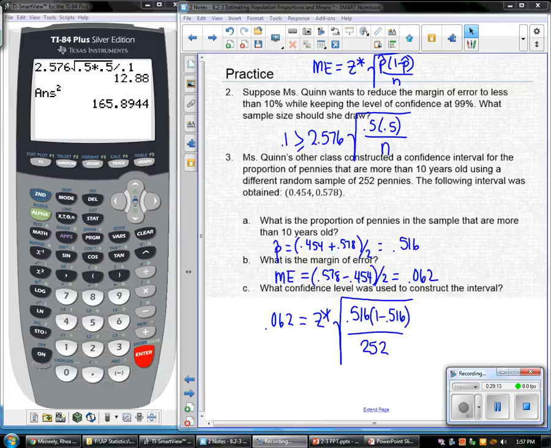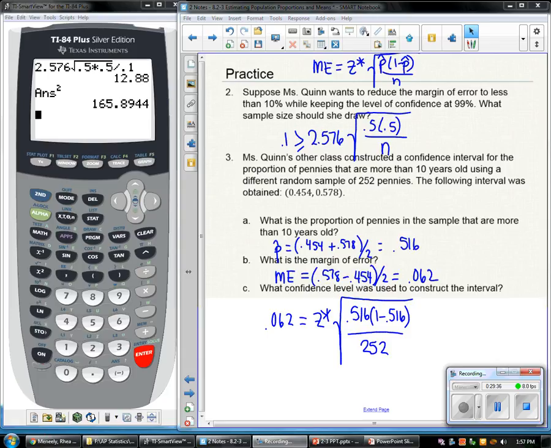Okay, so let's take a look at problem number 3. Parts A and B we did on Friday. So if you wanted, it says Ms. Quinn's other class constructed a confidence interval for the proportion of pennies that are more than 10 years old using a different random sample of 252 pennies. The following interval was obtained. So you're given the lower bound and the upper bound. If you find the average of those two numbers, you're going to get p hat, which is 0.516.